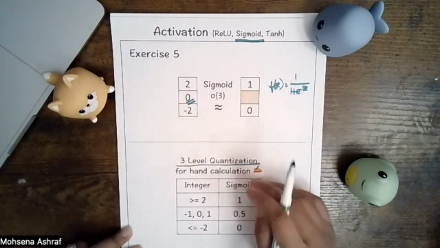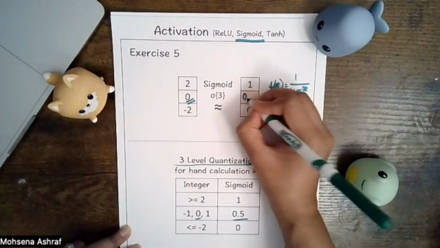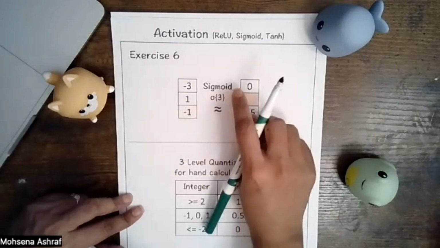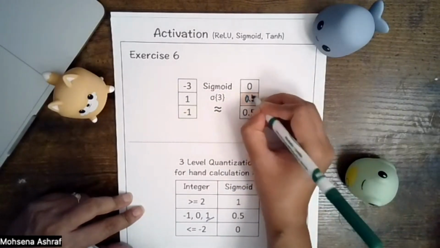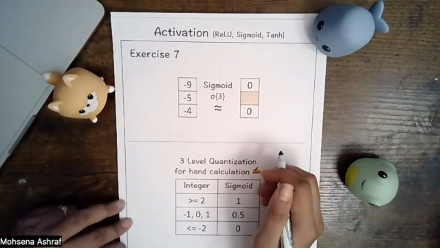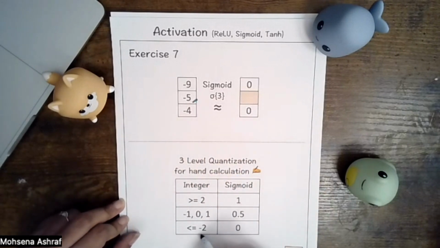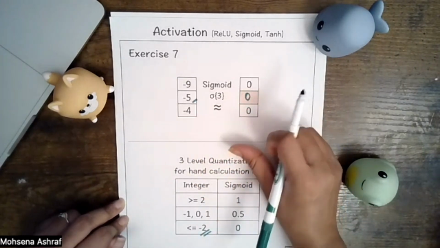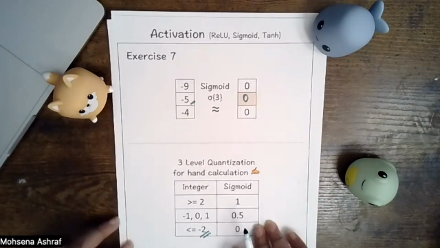As we are getting 0 here, the sigmoid function will return us 0.5. So this value will be 0.5. For this example, as we are getting 1 in the sigmoid 3-level quantization, for 1, we will get 0.5. For this exercise, you can see that we are getting -5 here, and for -5, we need to look into this chart. So it is less than or equal to -2, so we will get 0. And you can see that a large number of negative values will be mapped to 0 here, which is the actual task of sigmoid function.